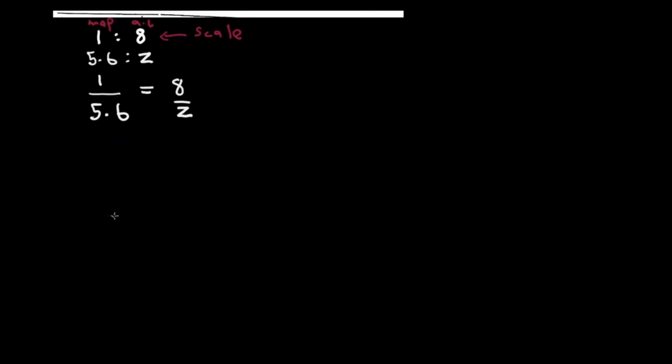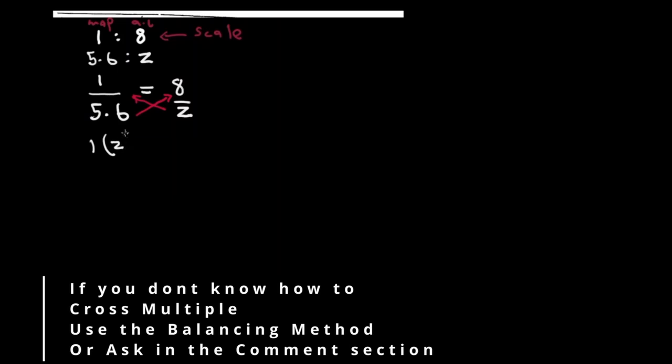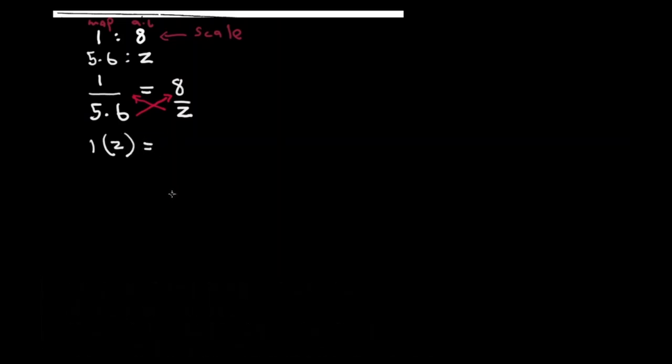So after having correctly recorded our scale and what we are tasked to find, we are now going to be solving the proportion 1 over 5.6 is equal to 8 over z. What do we do? Firstly, I'm assuming that we all know how to cross multiply. So cross multiplication means that this 1 is going to be multiplying z, and it also means that this 8, which is a numerator here, is multiplying the corresponding denominator 5.6.